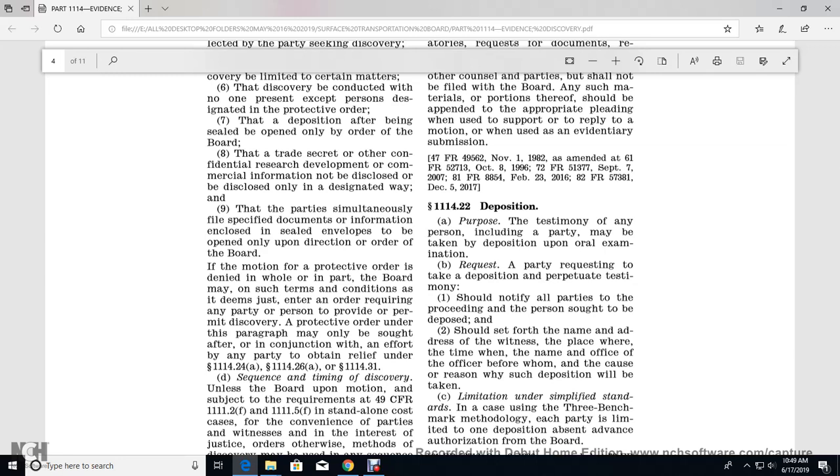7. A deposition, after being sealed, shall be opened only by order of the board. 8. A trade secret or confidential research, development, or commercial information will not be disclosed or will be disclosed only in a designated way, but the party shall simultaneously file the specified documents or information enclosed in a sealed envelope, to be opened only by direction of the board. If the motion for a protective order is denied in whole or in part, the board may, on such terms and conditions as are deemed just, enter an order requiring any party or person to provide or permit the discovery. A protective order under this paragraph may only be sought after conjunction with an effort by any of the parties to retain the relief under 11.14.24, 26, and 31.